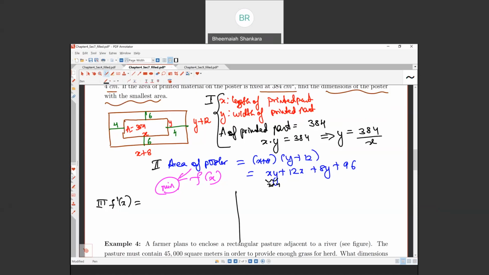12x, derive 12x, you have 12. Derive 8y. Y can be rewritten as 384 divided by x. Multiply 8 times 384 and then derive. Then you have a negative sign and 3072 divided by x squared. Derive 96. It's 0. It's a constant, so don't write it. Equate this to 0. Solve for x. You get x equal to 16.